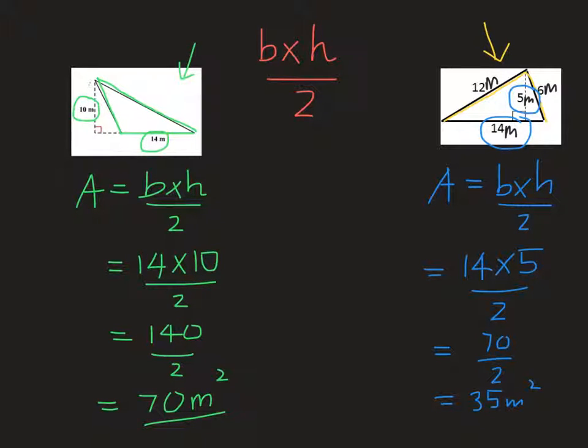To recap, to find the area of a triangle, half of base times height, or base times height divided by 2. Remembering that because we're finding the space inside a 2D object, our answers must be a square unit.